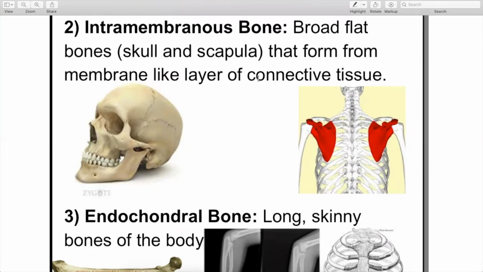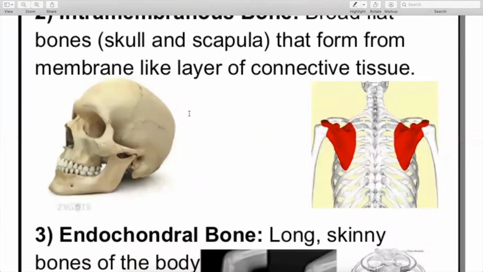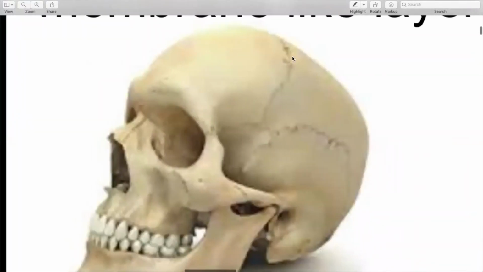Intramembranous bones, broad, flat bones, like the bones of your skull or your scapula, that form from membrane-like layers of connective tissue. There we go. You look at the skull, you see all these cracks in it. That's because they're not cracks, they are fusion points, because your skull is actually a bunch of smaller bones fused together.